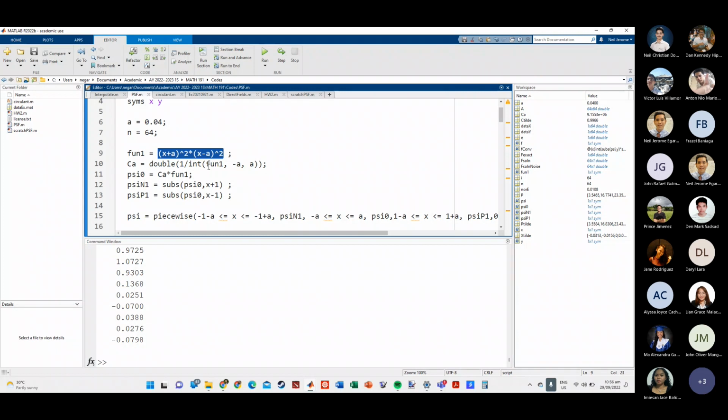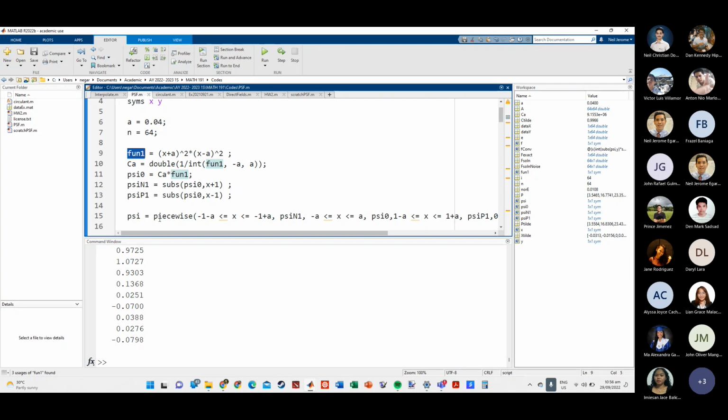Now, this is fine because Matlab already knows that the variable x is a symbolic variable. Hindi niya hahanapan ng matrix, scalar, o vector value si x. Alam na ni Matlab na si x ay symbolic variable, so hindi ko siya papakialaman. So that will automatically make the content of the variable handle fun1 to be a symbolic function. So alam na ni Matlab na si fun1 ay isang symbolic function na (x plus 0.04) squared times (x minus 0.04) squared. Okay? Kasi bubuin ko si psi sub 0 muna. Okay?